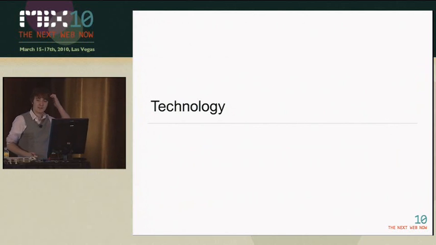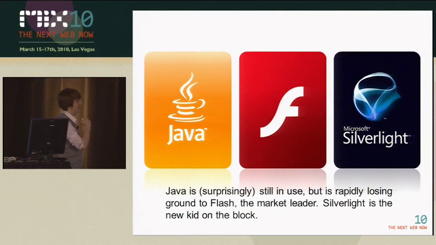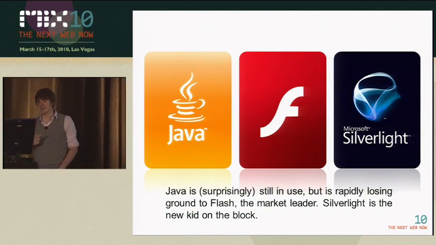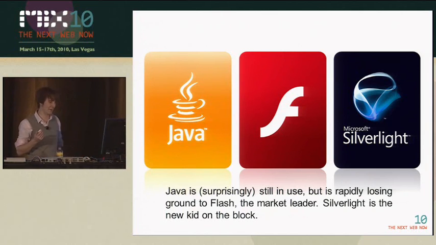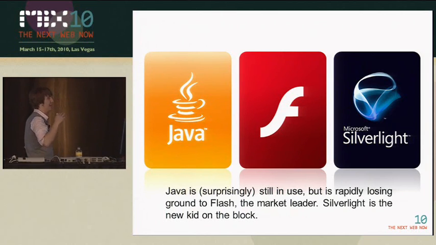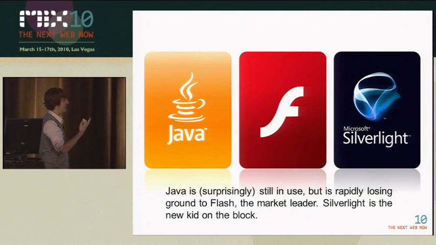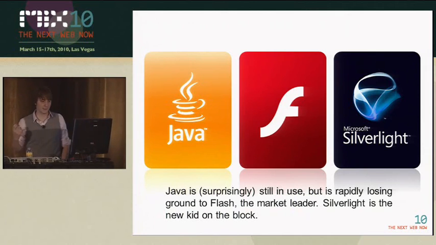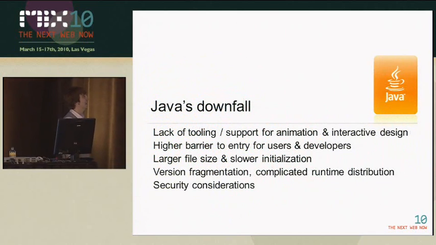So just a quick look at the technology that's being used for games right now. These are the 3 core technologies that are being used. Java, I was actually surprised how much Java is still being used. I can't remember the last time I played a Java game, but a lot of the traditional portals still have a lot of Java games on them. Flash is the market leader right now. And of course, now Silverlight is the new kid on the block.